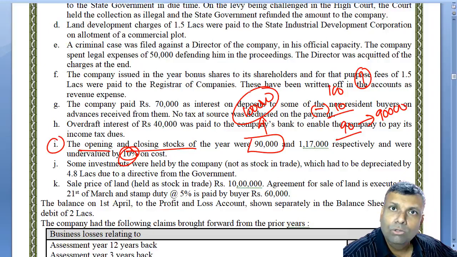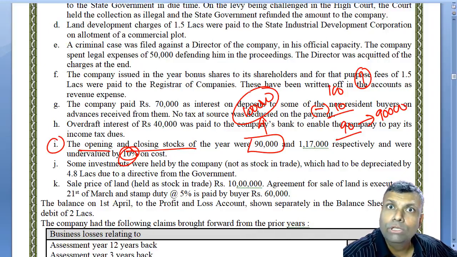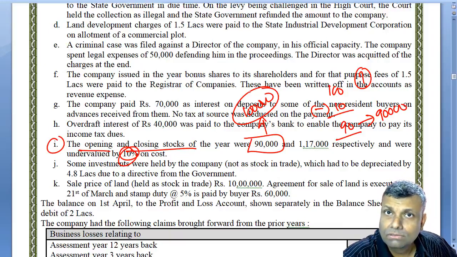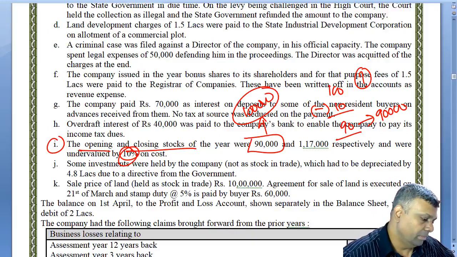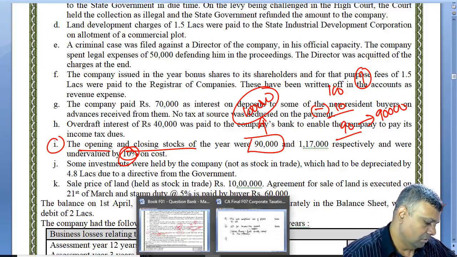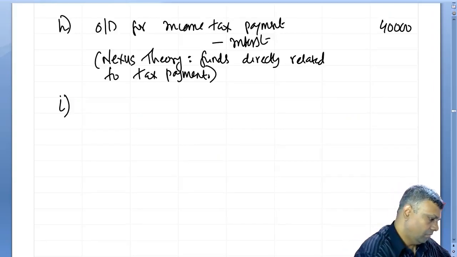If it is an undervaluation of the opening stock, it will be an expenditure. And if it is an undervaluation of the closing stock, then it is going to be the income. So opening, closing stock both. Stock valuation.